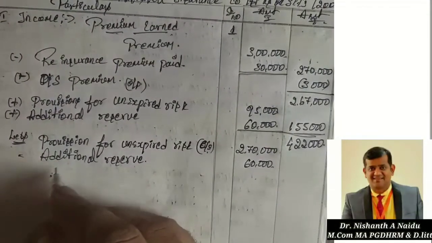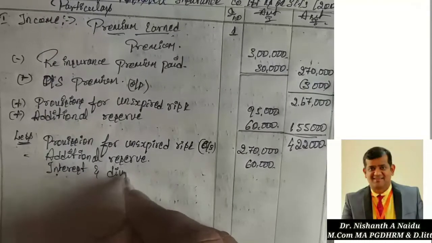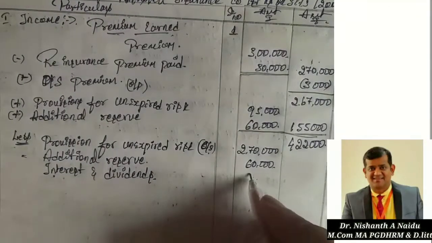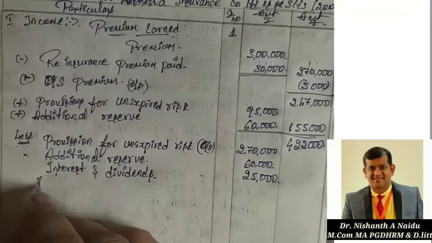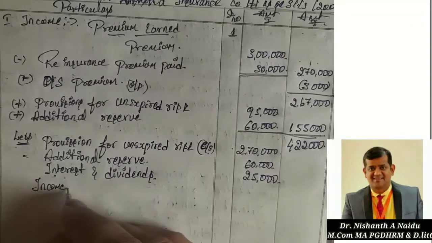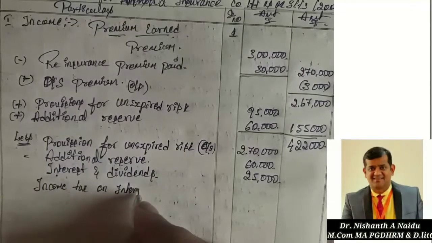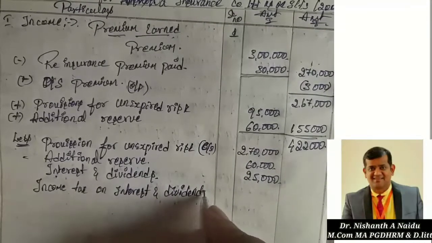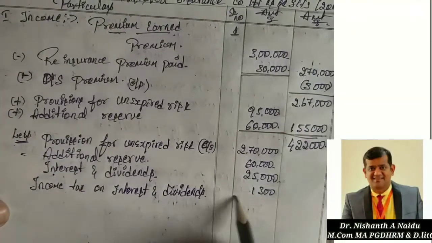Then interest and dividend is also there. So let me take that also. Interest and dividends. So how much interest and dividends? 25,000 rupees. Then income, under that only, check in the problem under interest and dividends, there is one more item, income tax on interest and dividends. So how much? That is 1,300. So now total it and put it to the outer column.